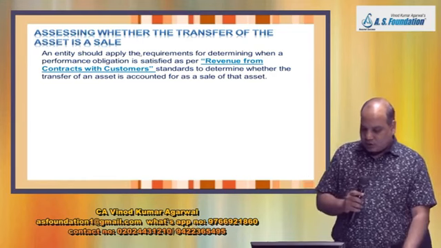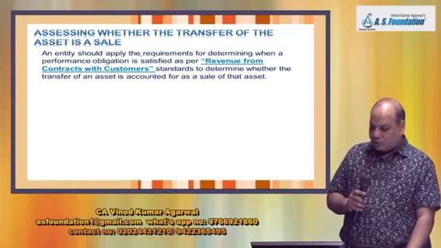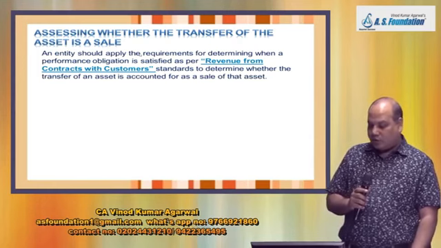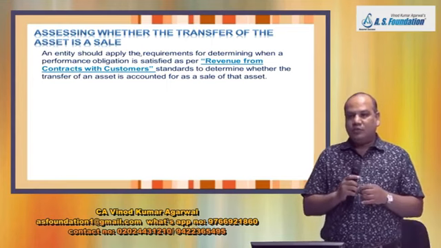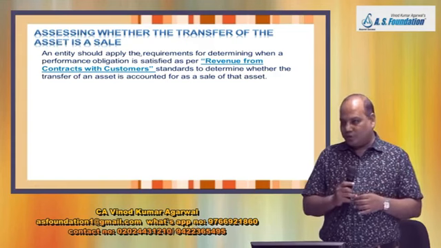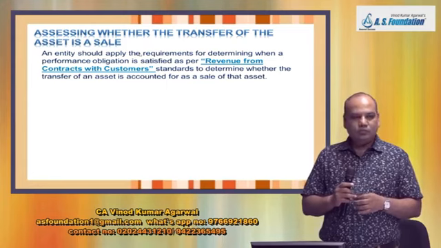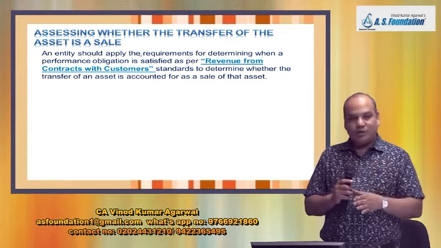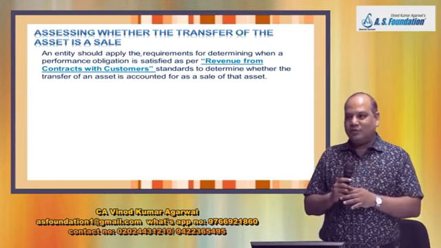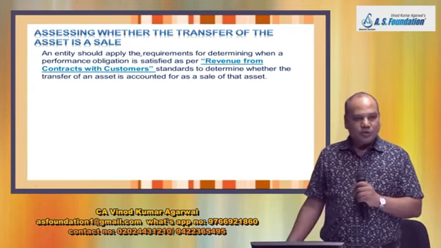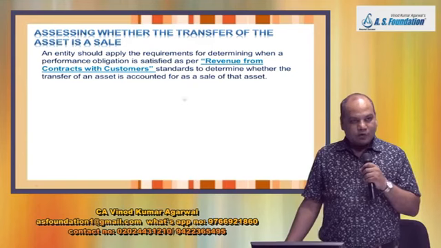So apply the standard revenue from contract with customer to determine whether the transfer of the asset can be accounted for as a sale of that asset. So there are some conditions given in the revenue standard. Example: identify performance obligation, identify transaction price, allocation of transaction price, transfer of control. So all these conditions need to be satisfied for recognition of revenue.